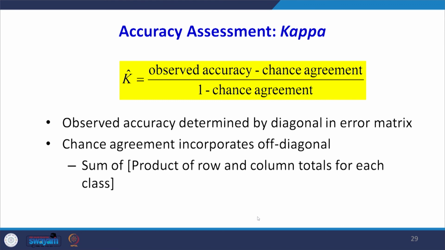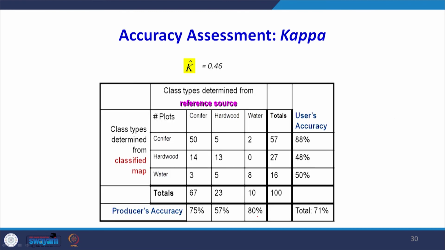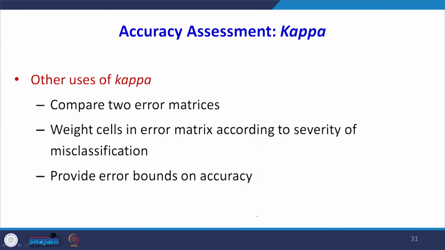Once we know the relationship, the observed accuracy can be determined from the diagonal elements in the error matrix, and the chance agreement requires the off diagonal elements. So, we take the off diagonal elements and substitute them in this relationship in order to determine the Kappa accuracy. See this table again here. We are getting a Kappa of only 0.46. So, Kappa accuracy is 46%, which is quite a low value here.